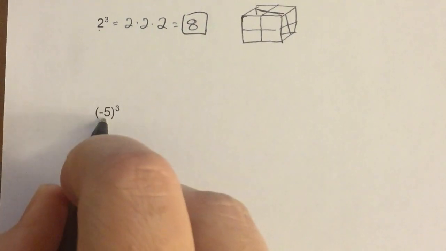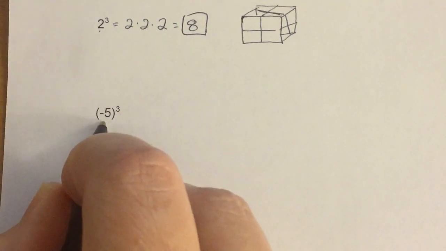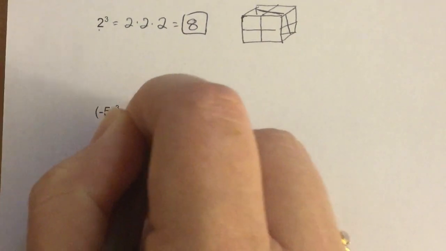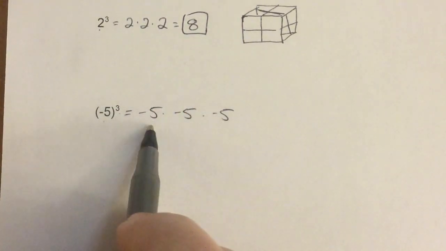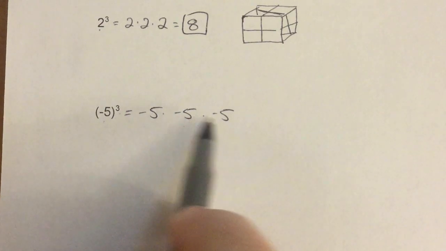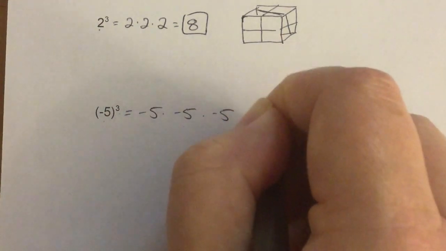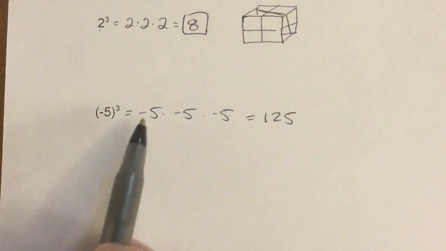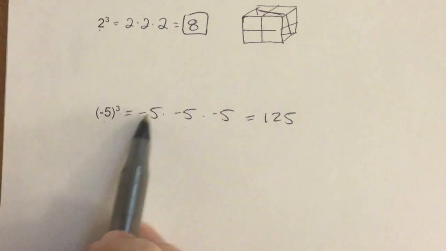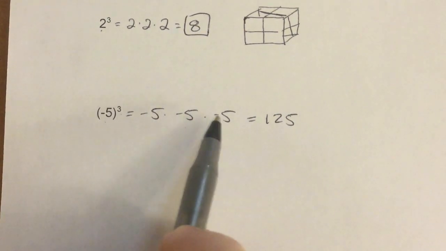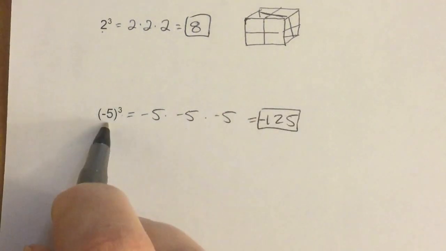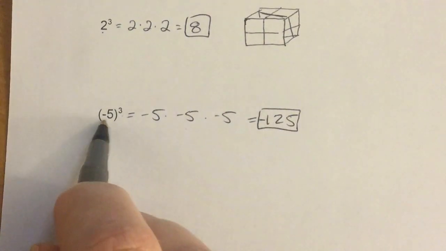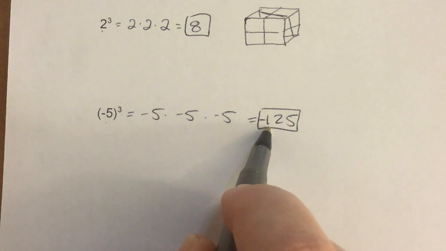You could also say -5 cubed, or -5 to the third, which means -5 times -5 times -5. 5 times 5 is 25, times 5 is 125. And then you have to keep track of your sign. A negative times a negative is a positive, times a negative is a negative. So -5 to the third is -125.